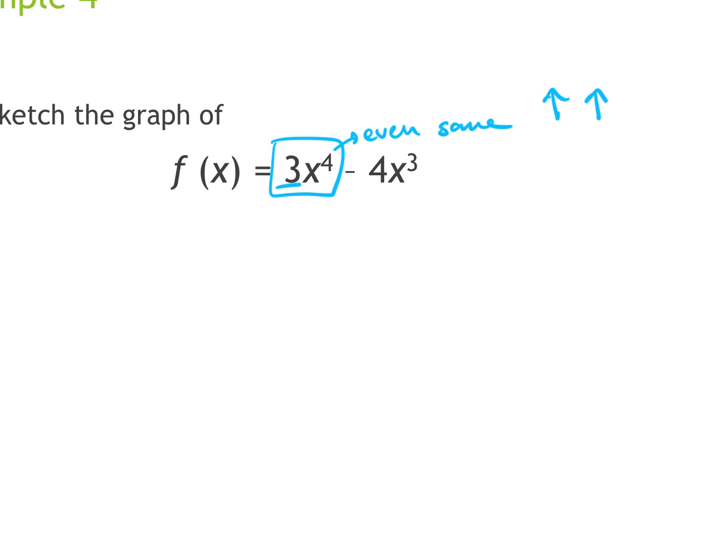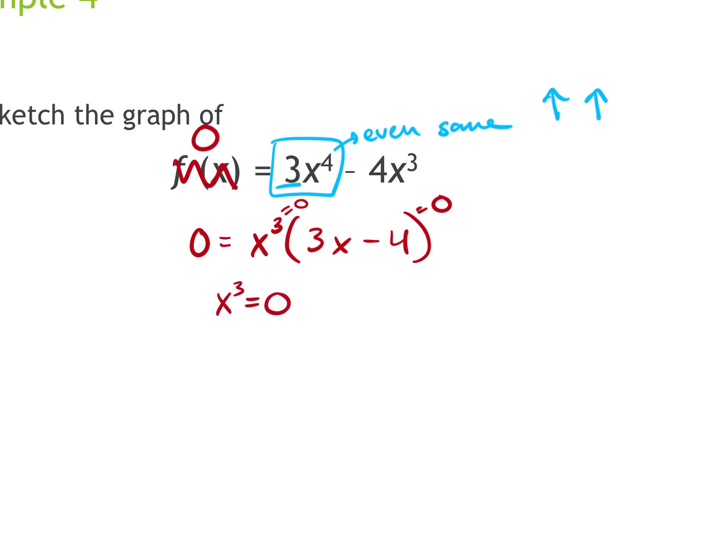Now let's find our zeros. What would I do to find the zeros? Set it equal to 0 and then what? I'm going to take out my GCF. So I want to factor. I'm going to factor out that GCF. We're left with 3x minus 4. Can we factor this anymore? Nope. So let's set them both equal to 0. X to the third power equals 0, and 3x minus 4 equals 0.